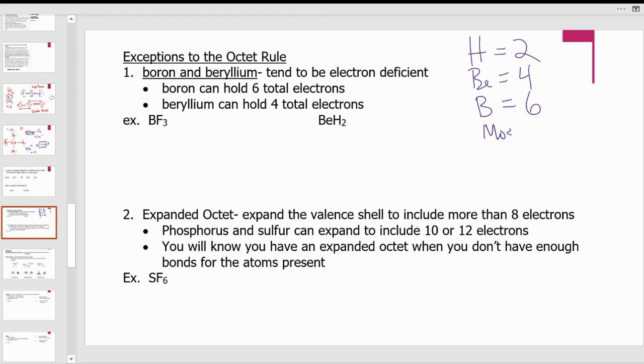Most elements are hunting for 8. And then phosphorus or sulfur, P or S, could be 8, 10, or 12. Ew. How do I know what to do? Good question there.